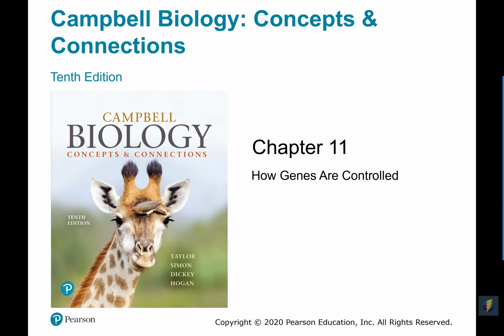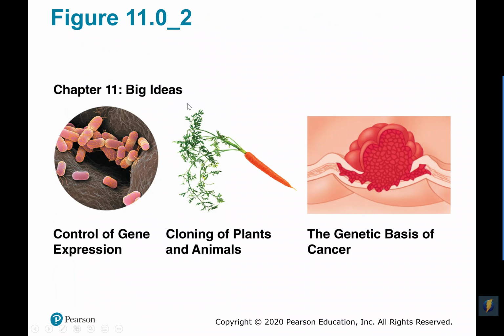Welcome to our last and third lecture on Chapter 11, How Genes Are Controlled. In a previous lecture, we looked at how gene expression is regulated and controlled, and then also how plants and animals can be cloned. This lecture is going to focus on the last big idea from this chapter, which is the genetic basis of cancer.